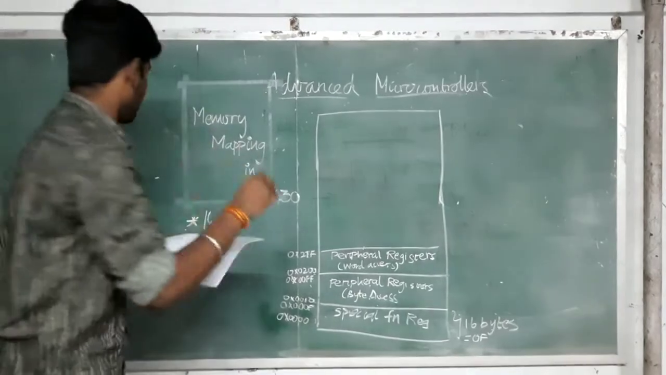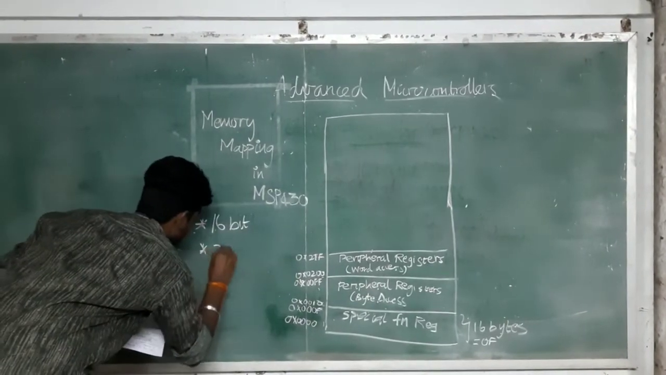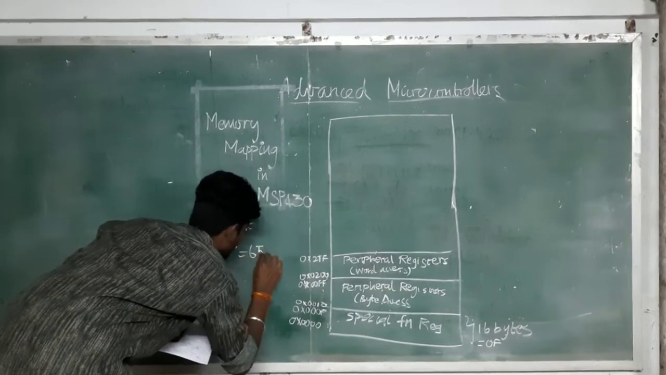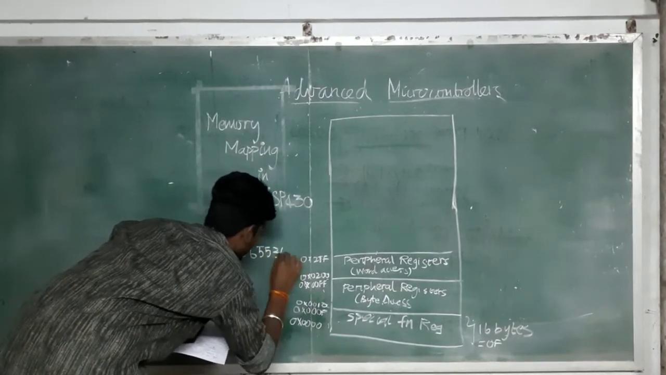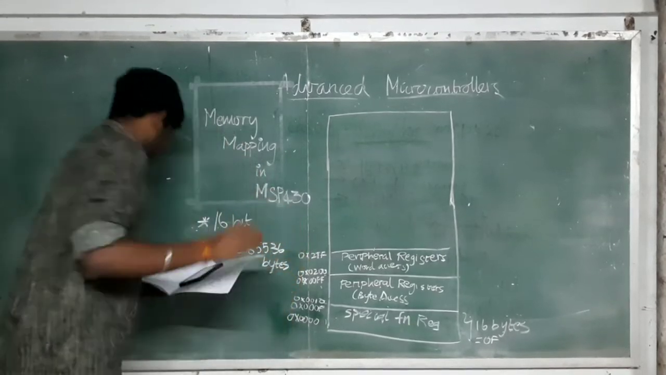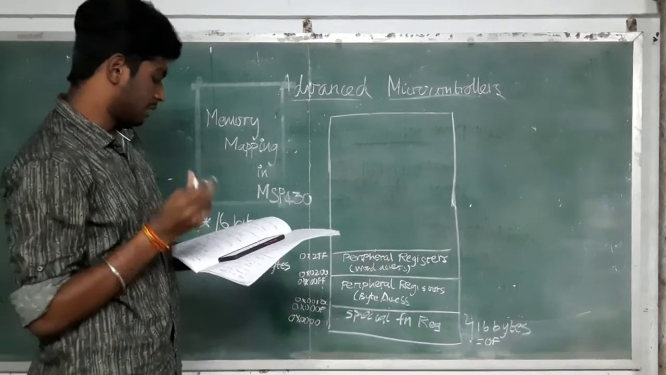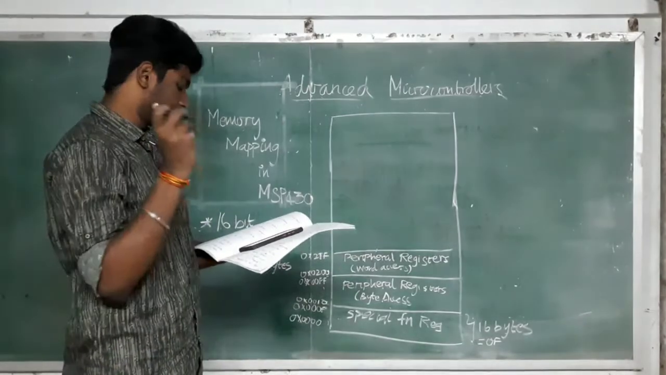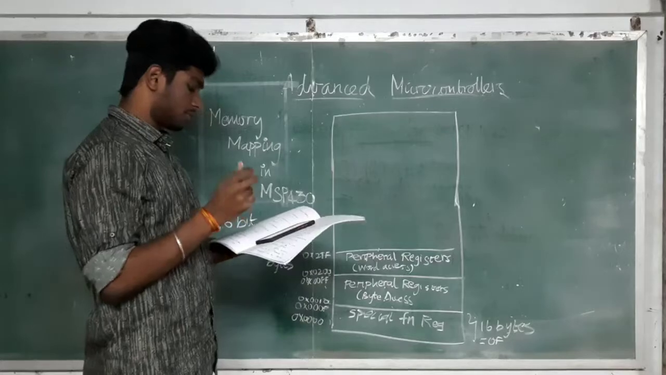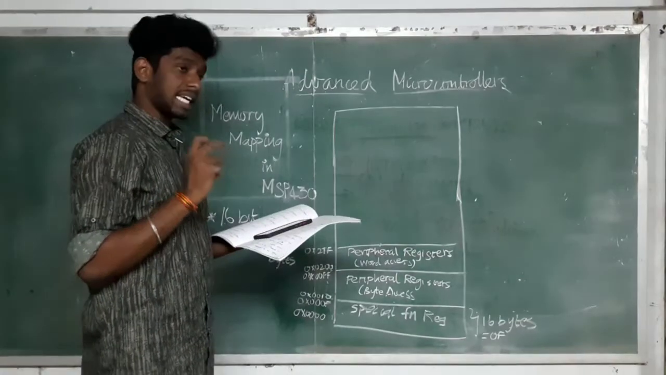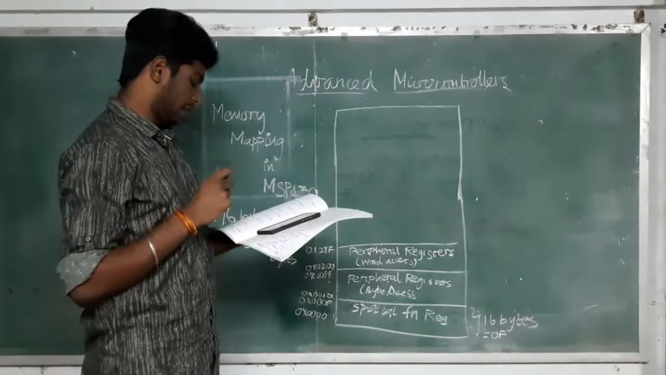16-bit in the sense 2 power 16 is equal to 65,536 bytes of memory. So 65,536 addresses can be utilized for 64 KB of memory space. The address starts from 0000 to FFFF hexadecimal value.